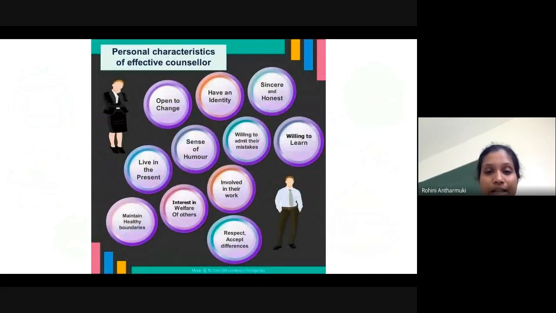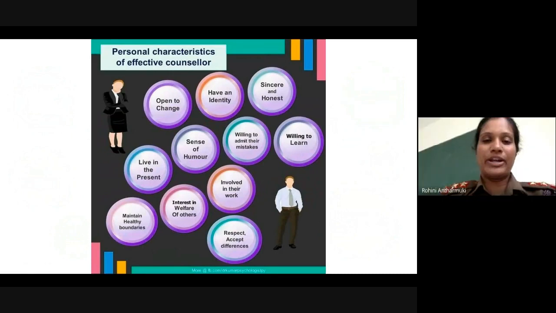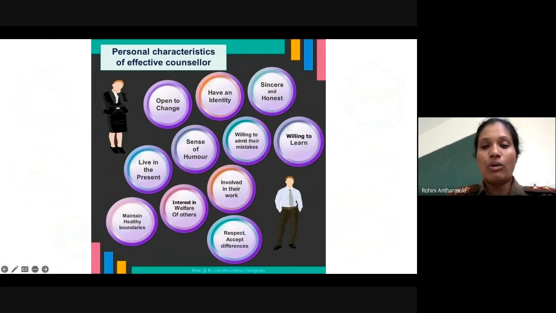Now, coming to the things which are required for being an effective counselor. So these are the ones. Now, there is something which you will have to do as a counselor, because you're talking about the past. When you're talking about the past, not everyone opens up to you until you have a sense of humor, until you have the interest to listen, until you are ready to spend that time. So you need to have all of these things, and also respect and accept the differences.